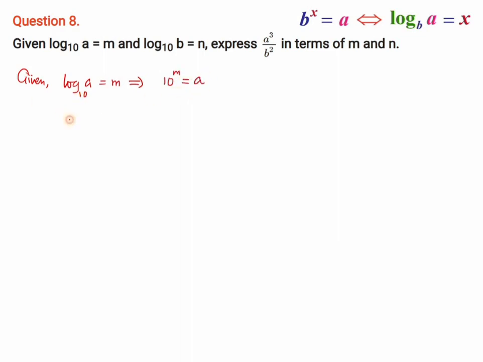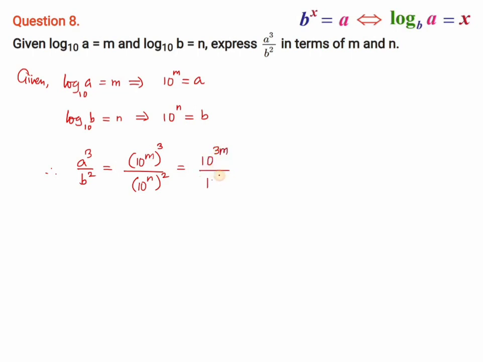Okay, and you have log b to the base 10 is equal to n. So when you change this, it becomes 10 to the power n is equal to b. Now let's write down what this is equal to. So therefore we have a cube by b square. So a is how much? 10 to the power m, and we have outside the power is 3 whole divided by, similarly b is 10 to the power n, and outside the power is 2. So this becomes 10 to the power 3m by 10 to the power 2n.